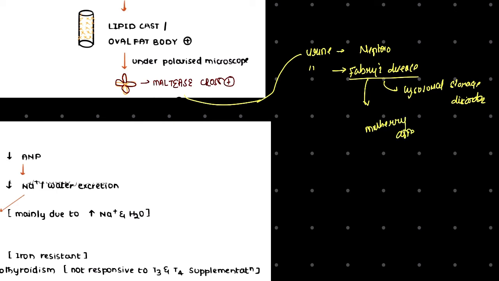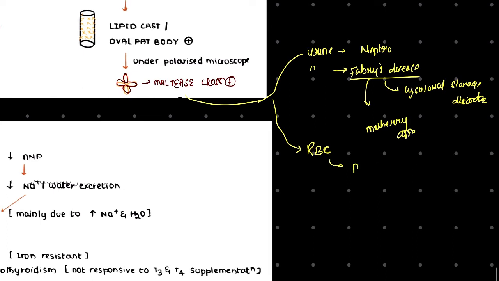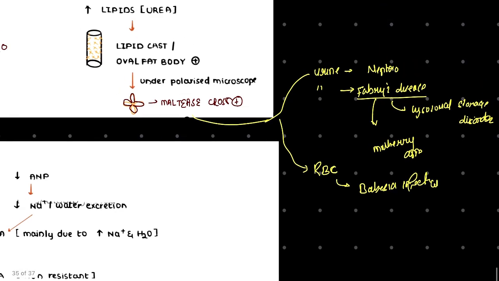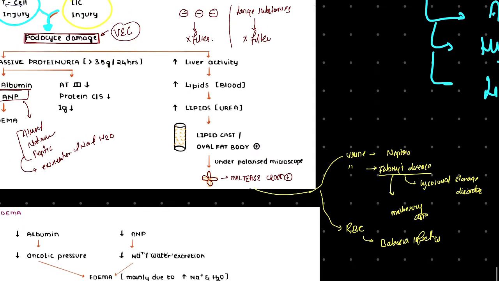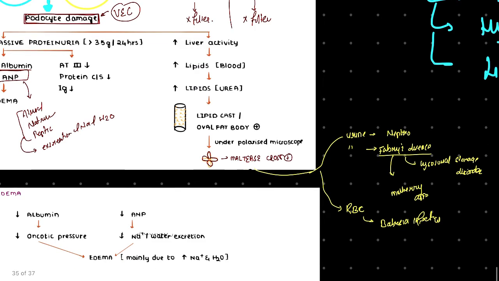Now this Maltese cross is also seen in RBCs, and it is because of a parasitic infection, that is Babesia infection. So we are saying that the Maltese cross is not the diagnostic feature of nephrotic syndrome. It is also seen in different other conditions, so we need to know that very clearly.